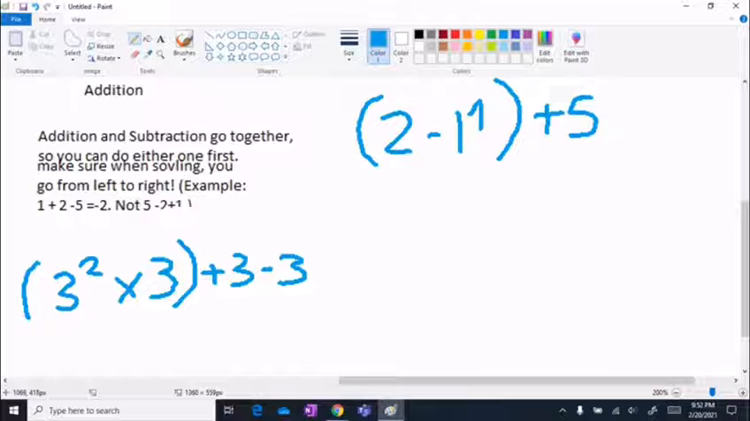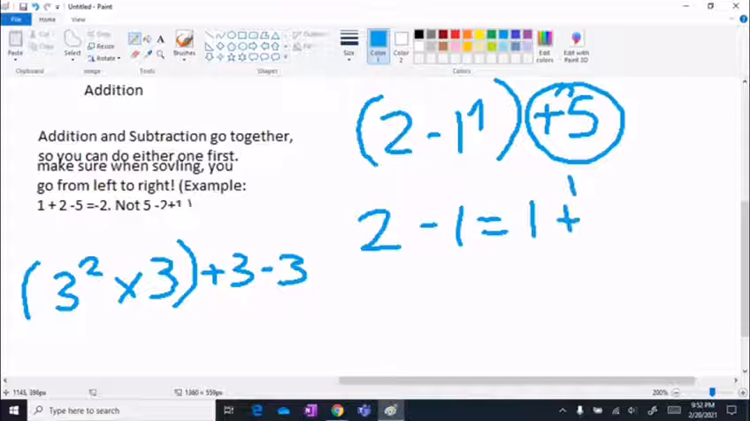Now, with the exponent, 1 times 1 obviously is 1, because anything times the number 1 will always be itself. Example, 7 times 1 is always going to be 7. 1 million times 1 is always going to be 1 million. So we just have 2 minus 1, which is 1. Now we have the plus 5 over here, so we're just going to drop that down. And our answer is 6.